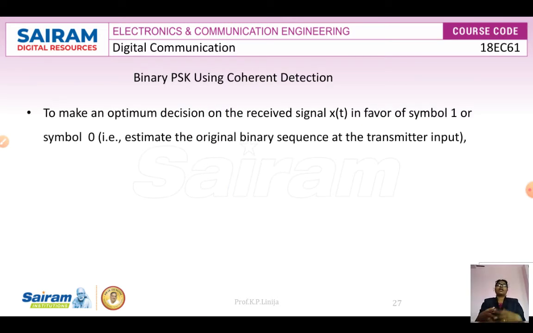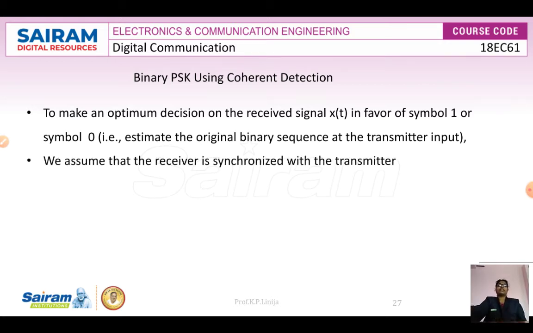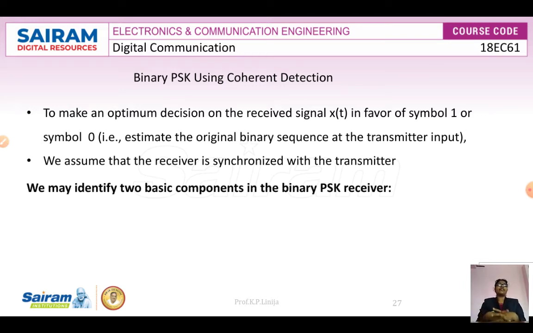And also, to make an optimum decision on the received signal x of t in favor of symbol 1 or in favor of symbol 0, that is, to estimate the original binary sequence at the transmitter input, we will assume that the receiver is synchronized with the transmitter.